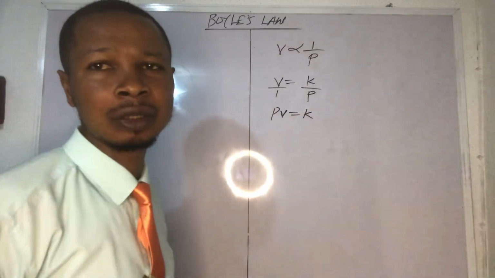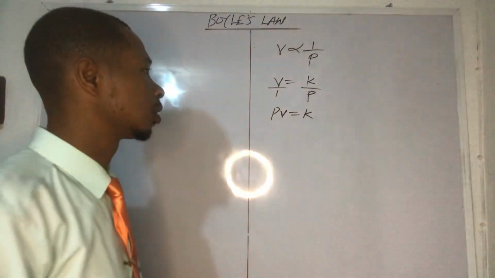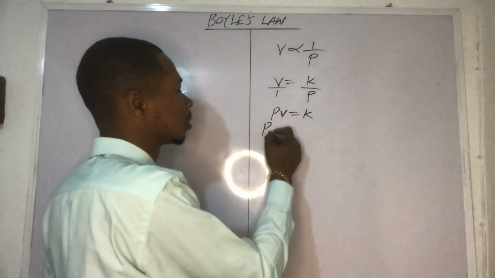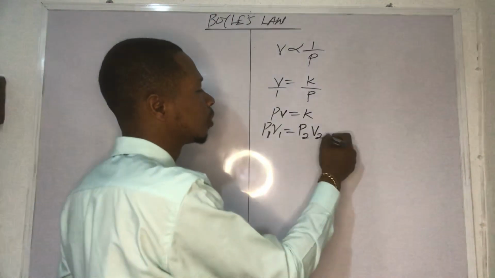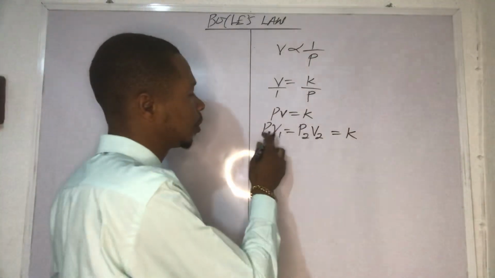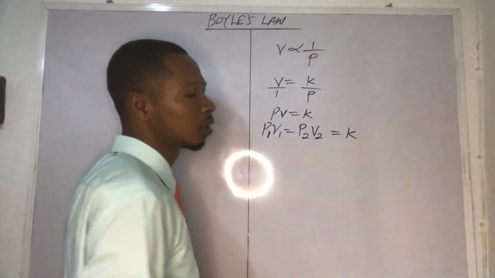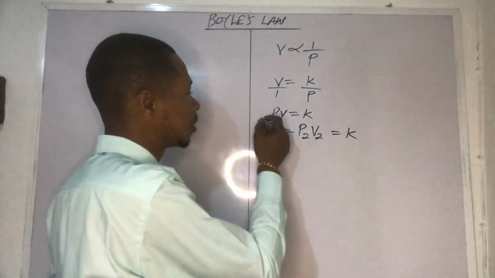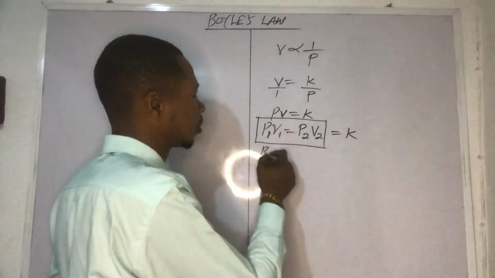Then for more than one volume and pressure, Boyle's Law can transform to P1 V1 equal to P2 V2, which will be constant. So you have P1 V1 equal to P2 V2, which is constant. This is the expression for Boyle's Law.